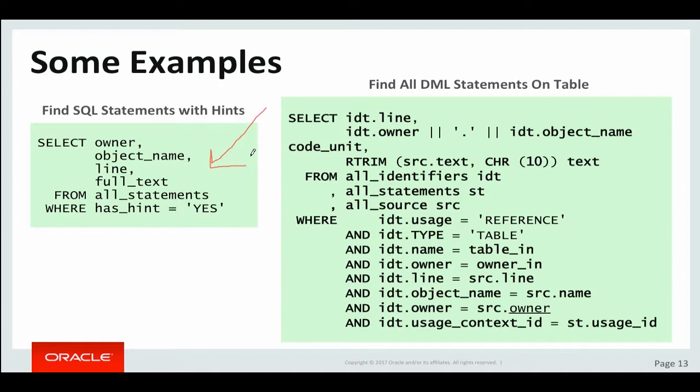Find all the SQL statements, or find my program units that have SQL statements that contain hints. That's it. Okay. Find all the DML statements in my code. Where do I have them in my code? Just in general.